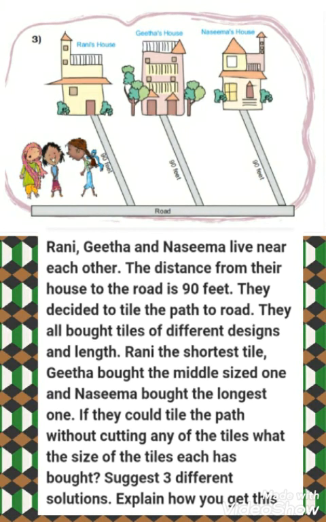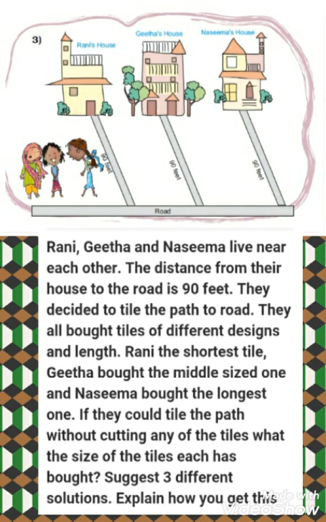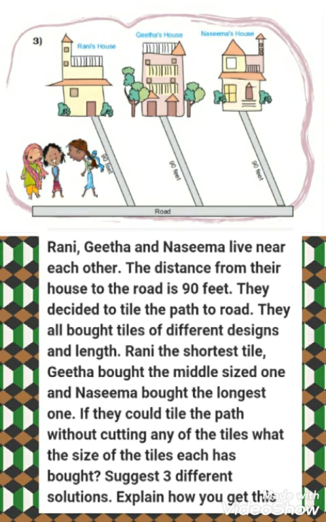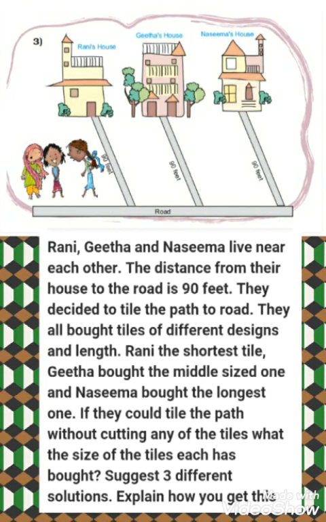They decided to tile the path to the road. They all bought tiles of different designs and length. Rani bought the shortest tile, Geeta bought the middle size one and Nasima bought the longest one. If they could tile the path without cutting any of the tiles, what is the size of the tile each has bought? Suggest 3 different solutions. Explain how you get this.